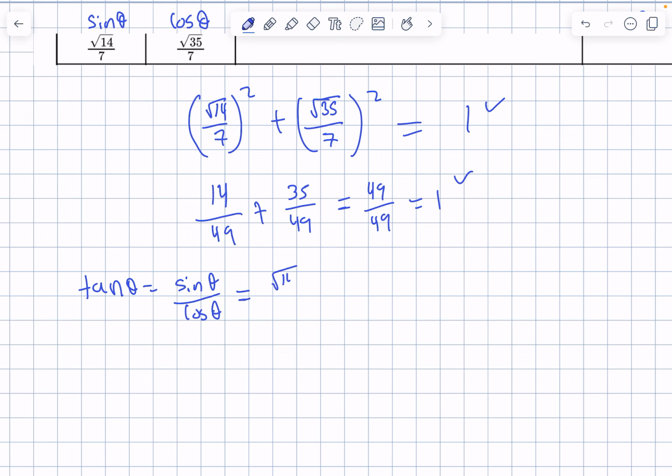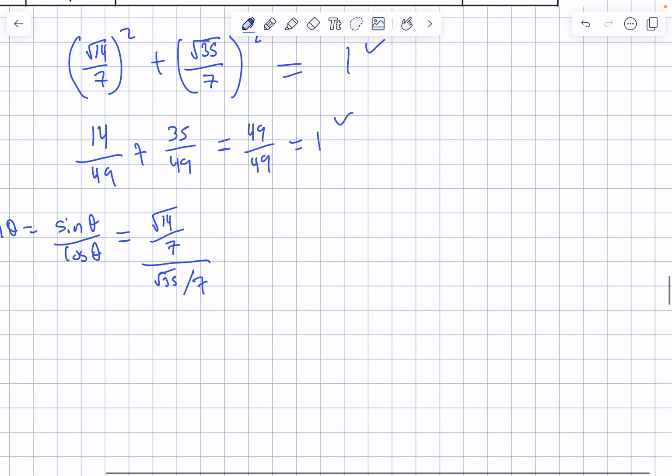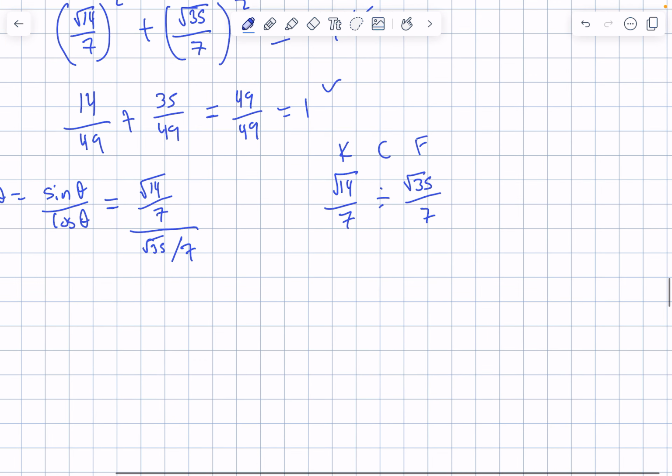Now tangent of theta, again, is equal to sine of theta over cosine theta, which in this case is equal to square root of 14 over 7, dividing this by square root of 35 over 7. So doing this out over here, doing it the long way, in case you are struggling, I'm going to keep, change, and flip, KCF. So square root of 14 over 7 times 7 over square root of 35. These 7's go away, and I'm left with square root of 14 over square root of 35.